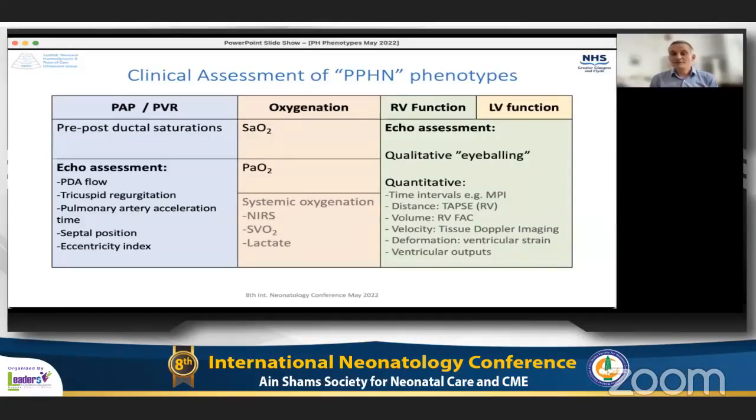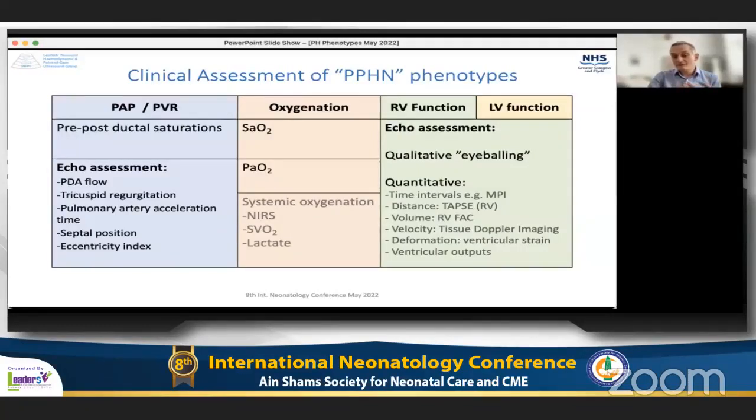And functional echocardiography is key to help us assess right and left ventricular function, both qualitatively by eyeballing the ventricles on 2D images, but also using quantitative measures that are based on time intervals, on displacement of ventricular structures, and on deformation imaging, which allows us to look at changes in myocardial velocities and relative displacement of regions of the myocardium that we call ventricular strain. And I'm going to show you some examples of those.